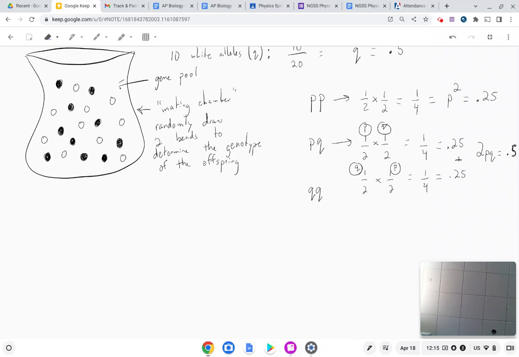All right. Now the last one, Q Q. The probability of Q Q is going to be identical to the P P thing. So once again, 1/2 times 1/2, Q squared, equals 0.25. All right, so what I want to do now is put it all together.